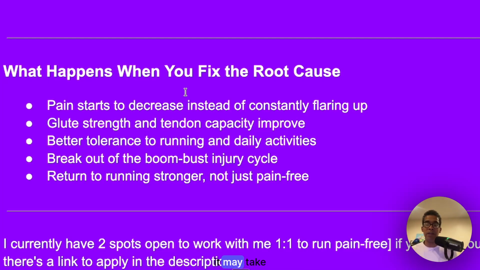Now, if you're a bit older, or you have other health conditions like obesity or diabetes, it may take a little longer. It may take 16 weeks, or even up to 6 months, like 3 to 6 months, if you have other medical conditions that are slowing down your healing, or you're a smoker, drinker, etc. But for the most part, if you're relatively healthy, I see many of my athletes, my runners, able to get rid of this in like 8 to 12 weeks when they follow the proper strengthening progression program. And then you get better tolerance for running and daily activities. Break out of that boom-bust injury cycle and return to running stronger and not just pain-free.